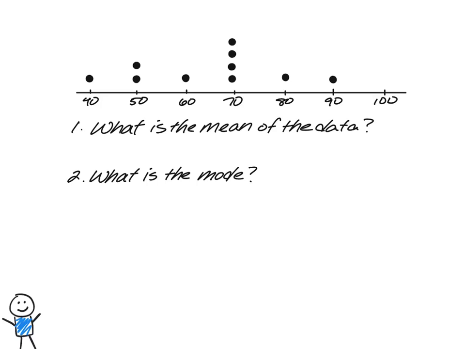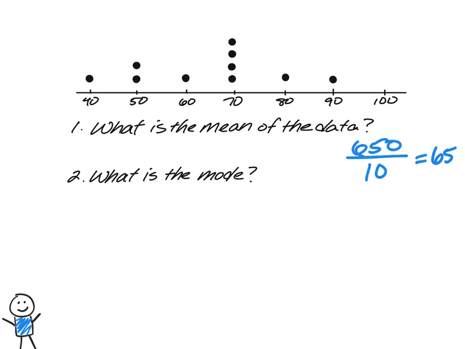Question number 1 says, what is the mean of the data? Recall that mean is the same thing as finding the average, which means I'm going to add up every single dot's value, and then I'm going to divide by how many. Each member of my data set added up to give me a total of 650. And don't forget to go back and divide that by how many there are. And there are 10 dots on this dot plot, giving me a mean or an average of 65.